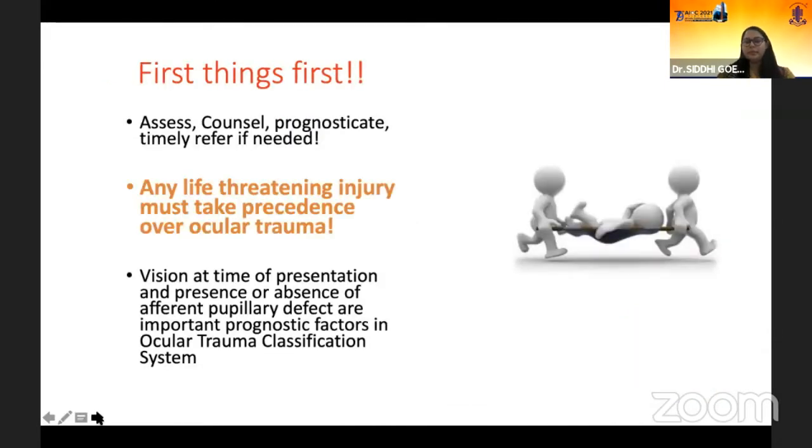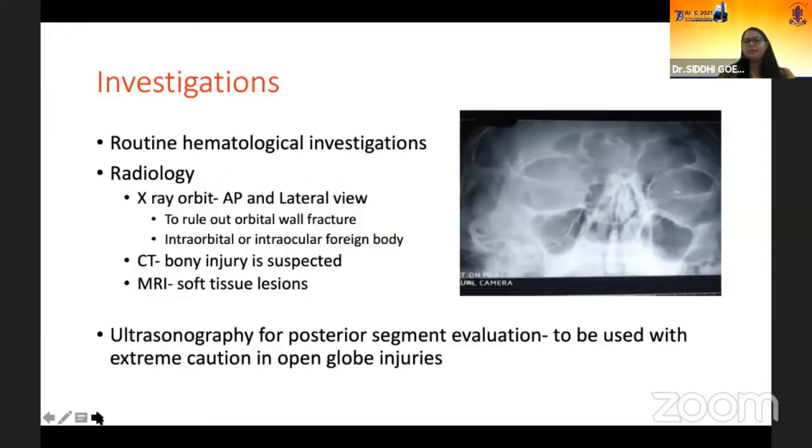So first things first, when we come across a case of ocular trauma, we must assess, counsel, prognosticate, and timely refer any patient if needed. Any life-threatening injury must take precedence over ocular trauma. So what are the investigations that we would go ahead with in a patient who presents with ocular trauma? Routine hematological investigation should be done, as most of these cases would be managed under general anesthesia. An X-ray orbit is a must in all cases to rule out any orbital wall fracture or an intraorbital or ocular foreign body. CT can be done if there is a suspicion of a bony injury, and for any soft tissue lesions, we usually go ahead with an MRI.